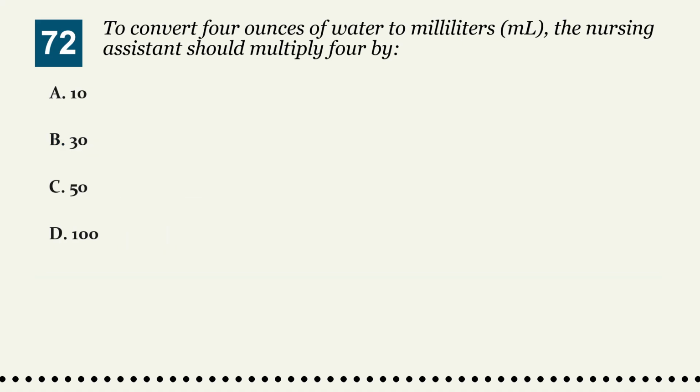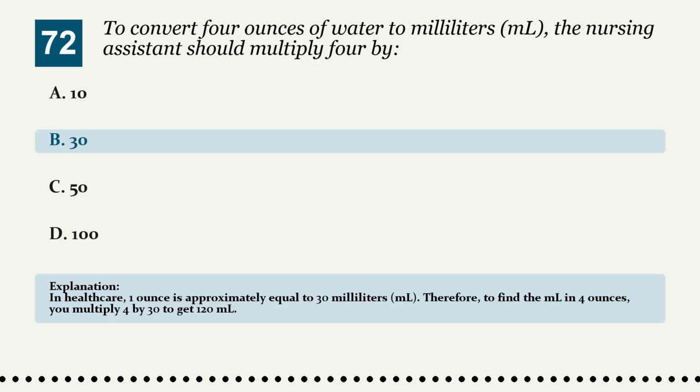Question 72. To convert 4 ounces of water to milliliters, ml, the nursing assistant should multiply 4 by: Option A. 10, Option B. 30, Option C. 50, Option D. 100. The correct answer is option B. 30. In healthcare, 1 ounce is approximately equal to 30 milliliters, ml. Therefore, to find the ml in 4 ounces, you multiply 4 by 30 to get 120 ml.